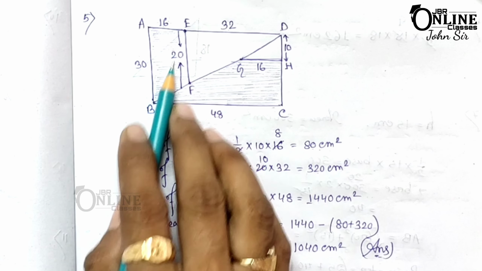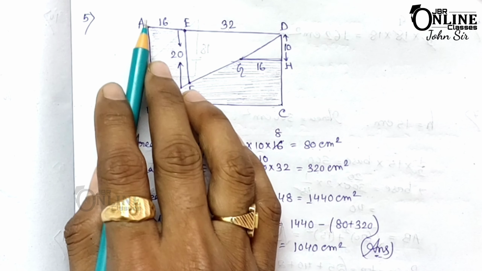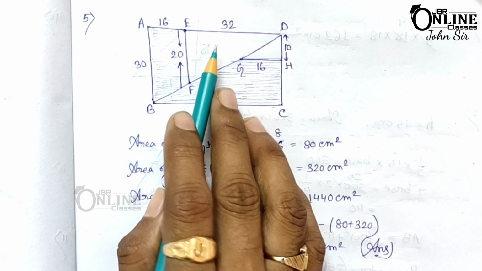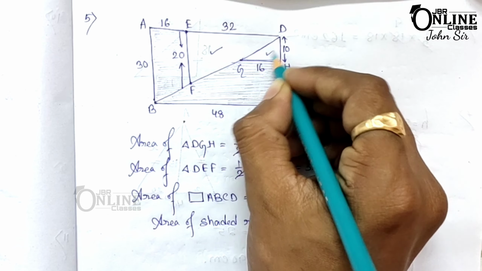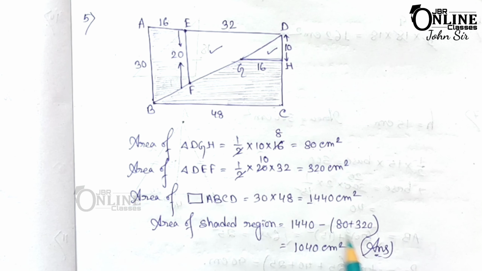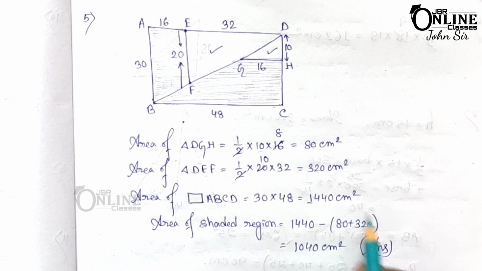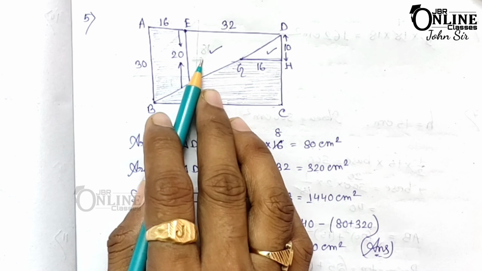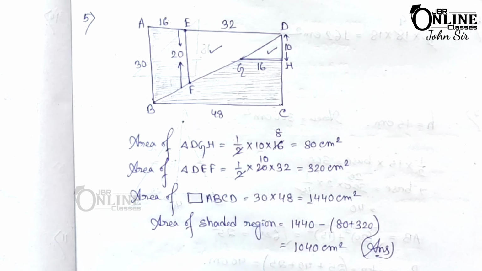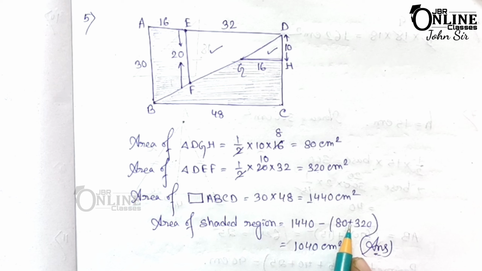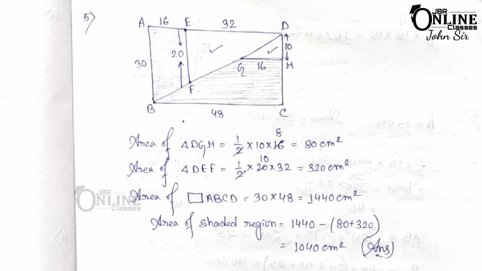Now to find out the area of this shaded region, first you have to add the area of this triangle and this one. That will be 80 plus 320, that means 400. Then 400 subtract from the whole area. So 1440 minus 400, that equals 1040 is the final answer.